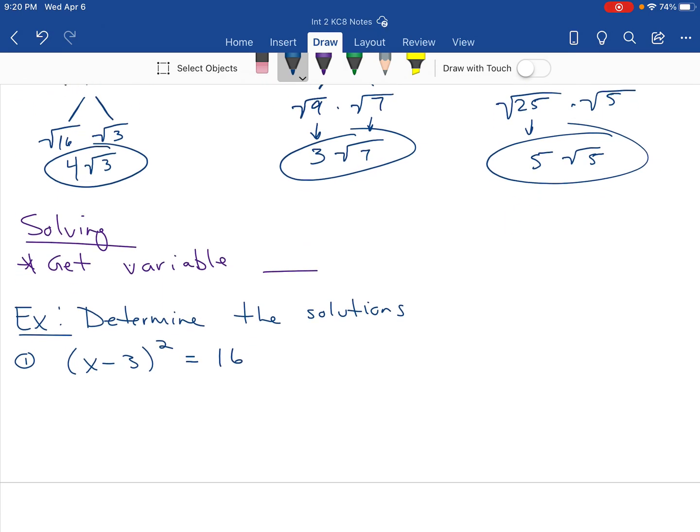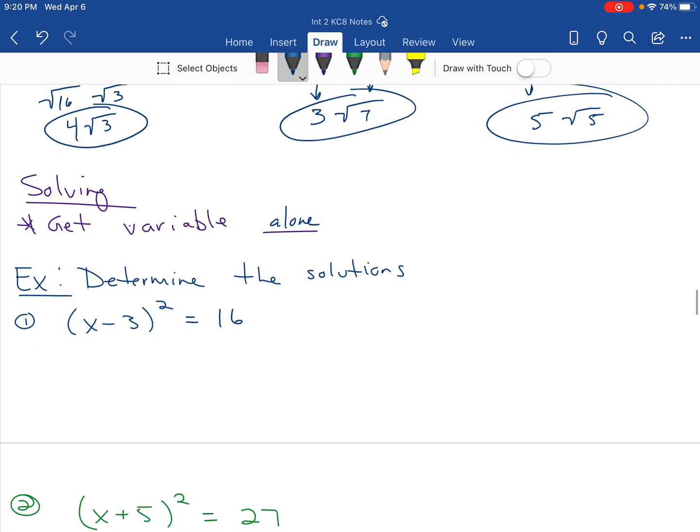Now, to solve, remember, our ultimate goal is to get the variable alone, to get the variable by itself on one side of the equal sign. Okay, so we're going to find out what the solutions are to x minus 3 squared is equal to 16. Okay, so the first thing you need to do is, because x is inside the parentheses, but outside the parentheses I have this 2, this squared, I want to get rid of the exponent. Okay, that's the first thing I want to do.